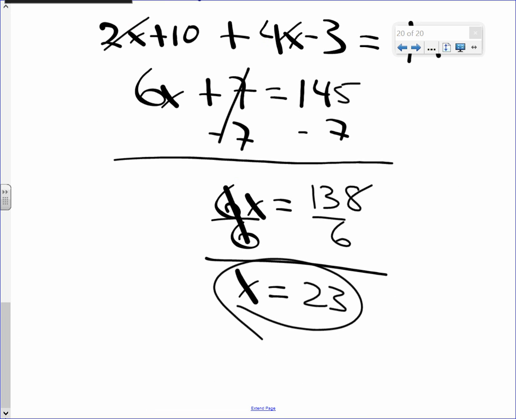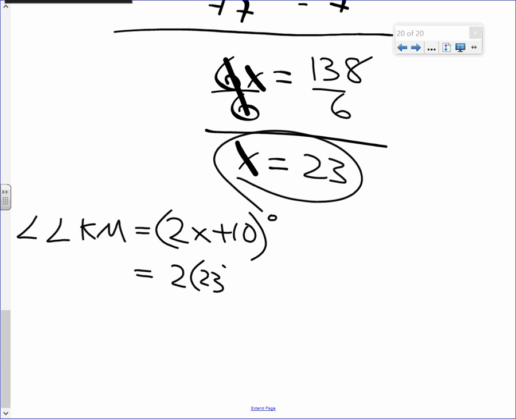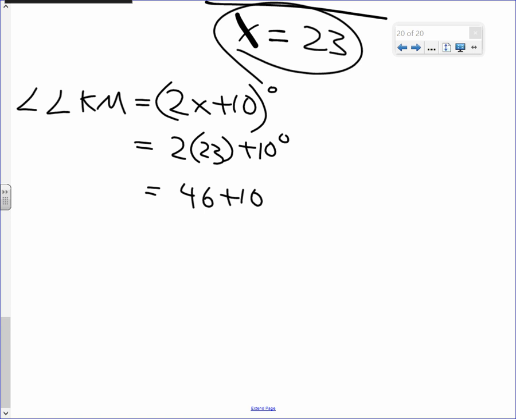LKM. Angle LKM equals 2x plus 10 degrees. Let's go ahead and replace x with 23. This really means 2 times 23 plus 10. 46 plus 10. So the measure of angle LKM is 56 degrees.